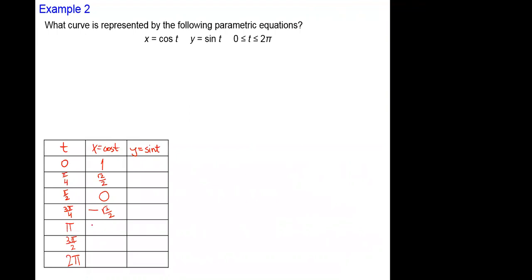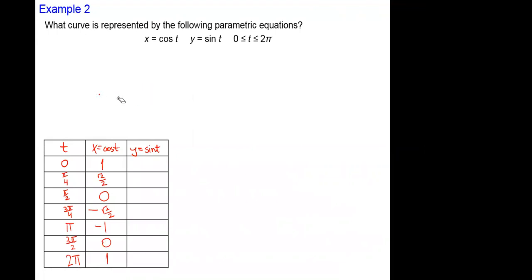Cosine at pi, I think it's again 0, and 3 pi over 2. Oh no, it is 0. Maybe I'm getting crazy. No, cosine, hang on. Something is wrong. Cosine at pi is, yes, -1, because that's pi. I always draw a function. And then 3 pi over 2 is 0, and 2 pi is again 1.